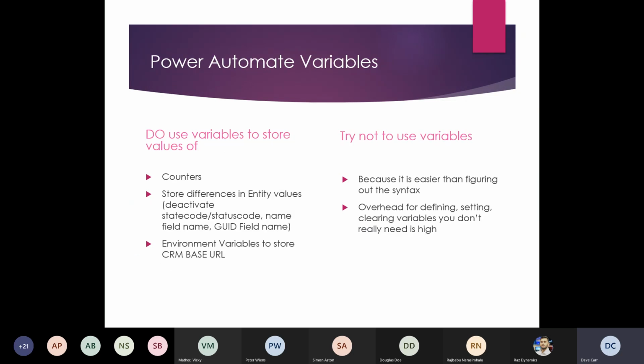So just a word about variables. They're very good to store counters when you're going through your loops. We're using them in this job to store the differences in entity values. If you're deactivating a lead, it's a different series of codes than if you're deactivating an opportunity. And then if you're closing, closed lost, or closed won an opportunity, or an inactive account or an inactive custom entity, they can all have different state code combinations. So if we store that in our data audit entity table, my Power Automate flow can just generically say whatever that table says the status code and state code should be, that's what I'm setting it to. We also, for our reporting, want to know what the name field is on that entity, and we want to know what the GUID field name is.